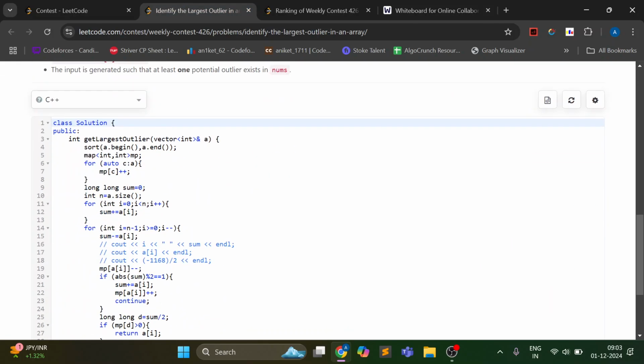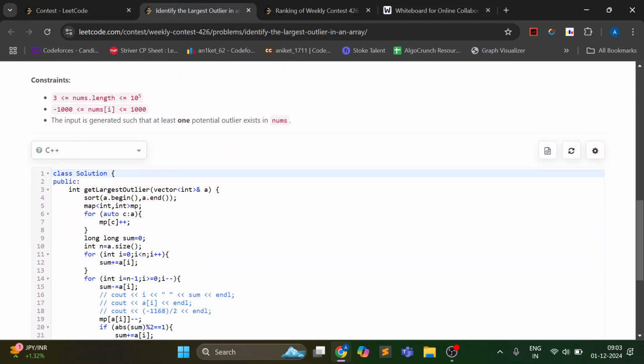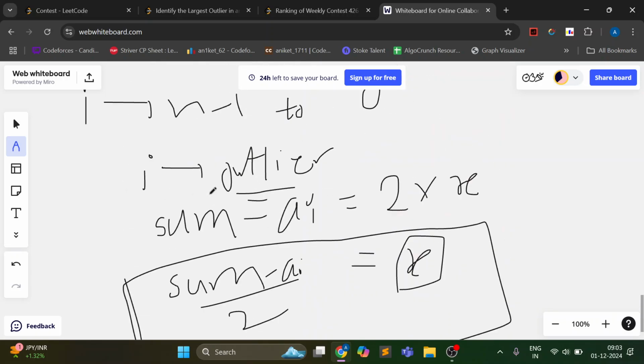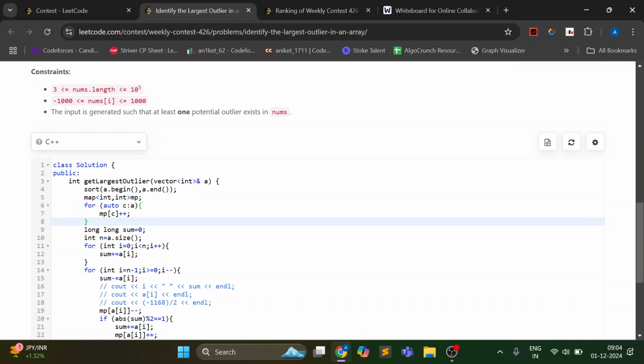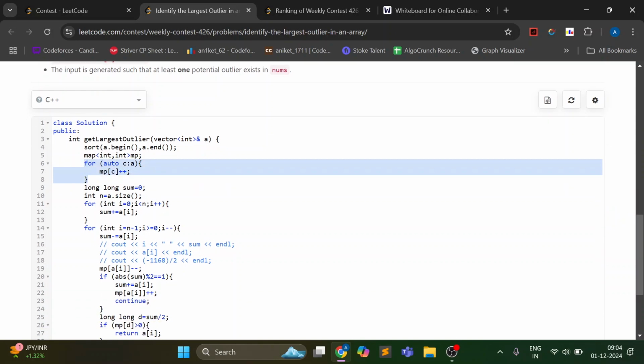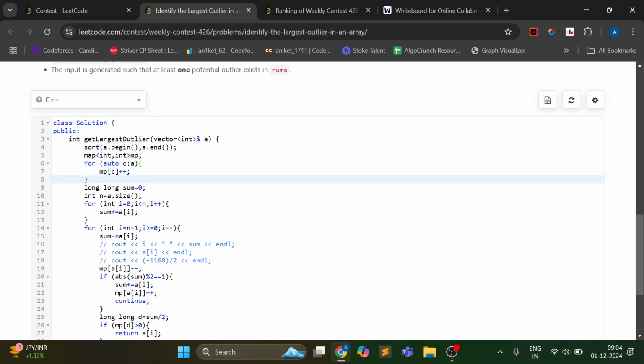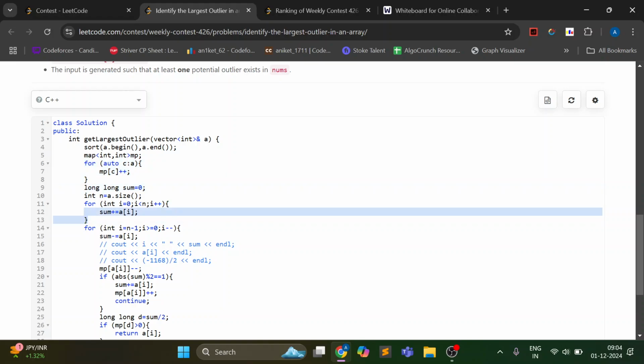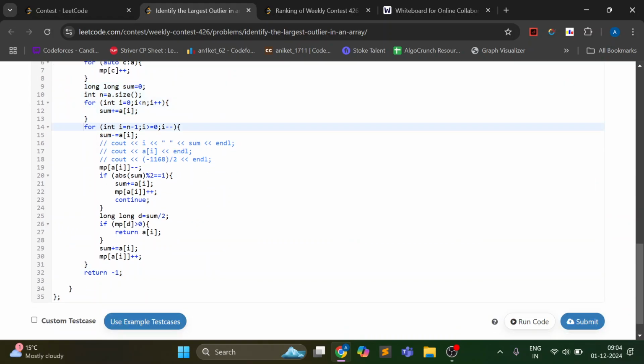So let's start with the solution. First of all, I sorted the array. And why am I iterating from n minus 1 to 0? Because we have to find the largest outlier. So whenever a condition is satisfied, we will just return that value. First of all, I am storing the frequency of each element in the array. Then I am taking the total sum of the array. Now I am iterating from n minus 1 to 0.